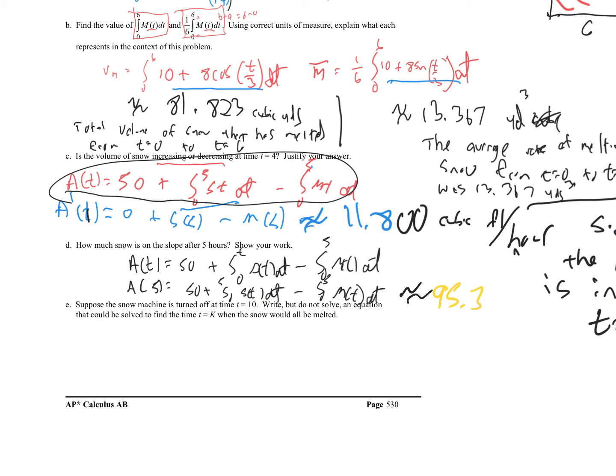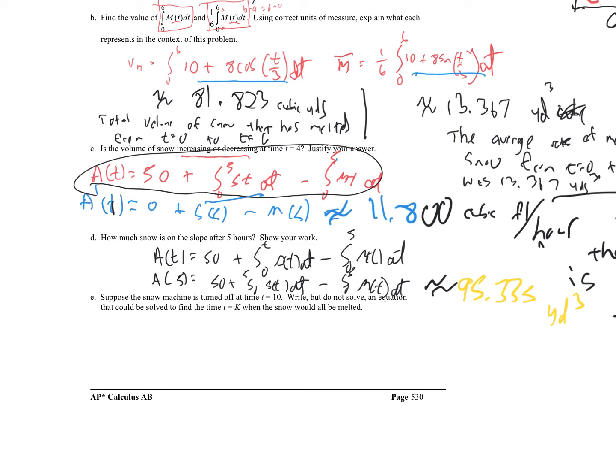95.3. Is it 3? I forgot. I coughed. I forgot. Is it 335 cubic yards? Let me go back and look at my calculator. Yes, it is. That's the total amount of snow on the mountain after the first 5 hours. Oh, snow came, snow left. Started out with 50.